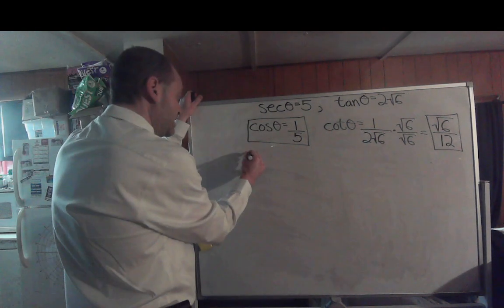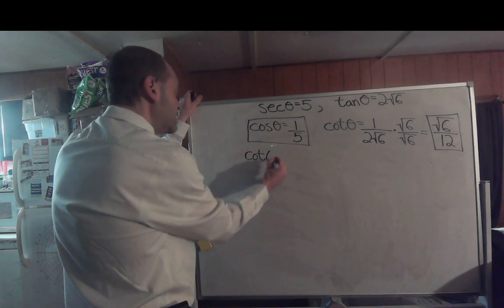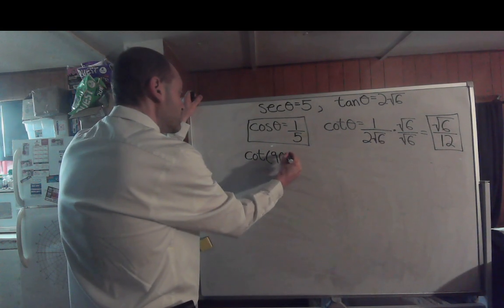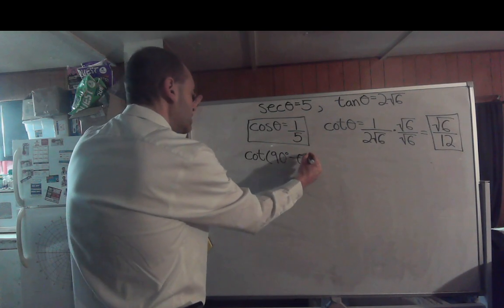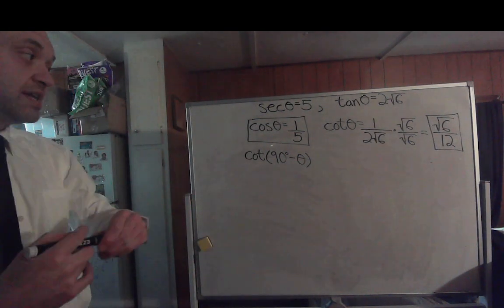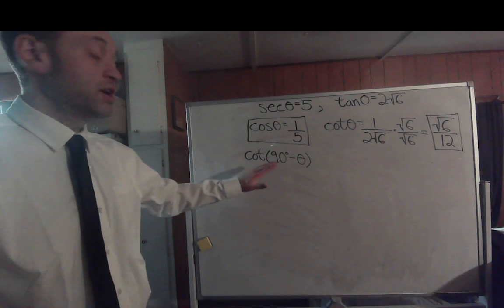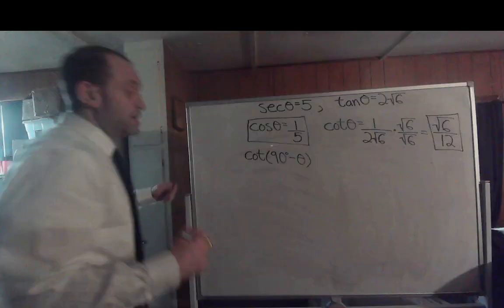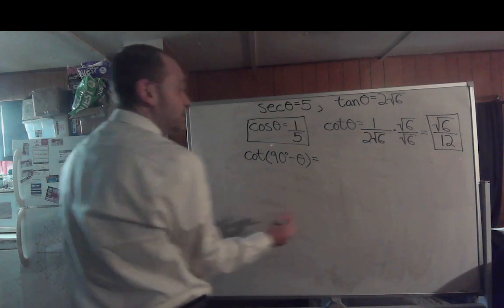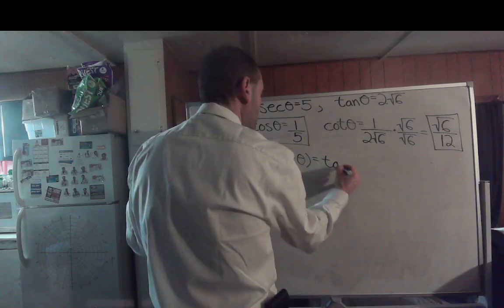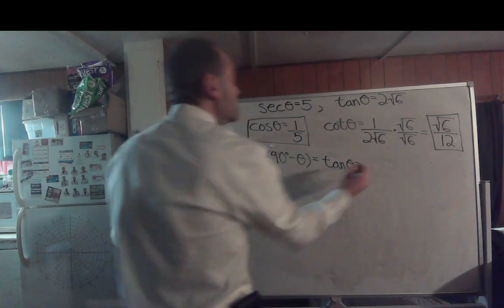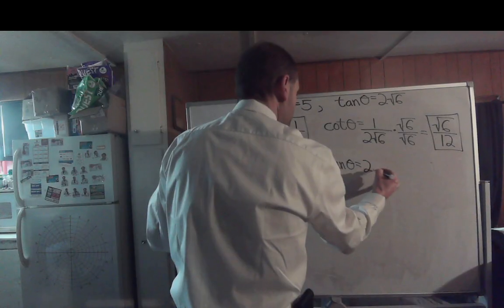What's the cotangent of 90 degrees minus theta? The cotangent of 90 minus theta, again, this is a periodic identity. This is just going to simply be the tangent of theta, which we already have a value for. That's 2 times the square root of 6.